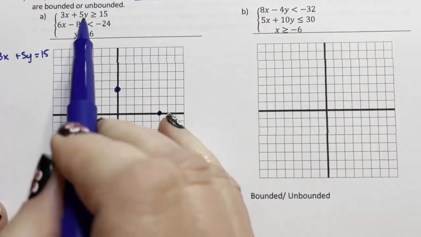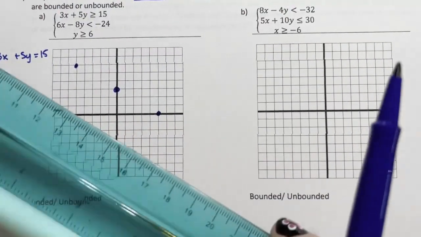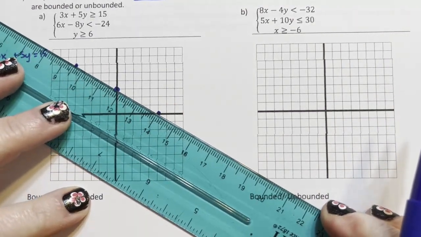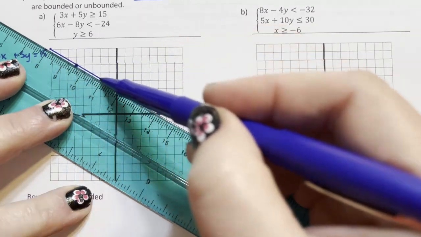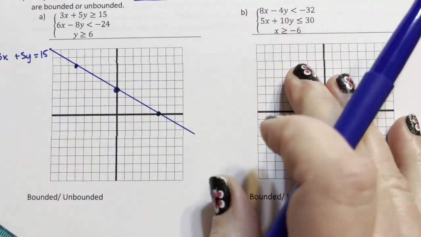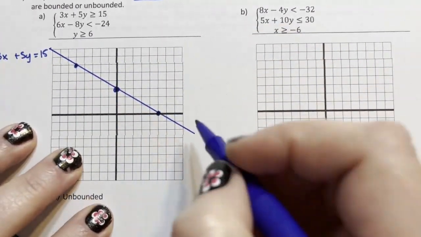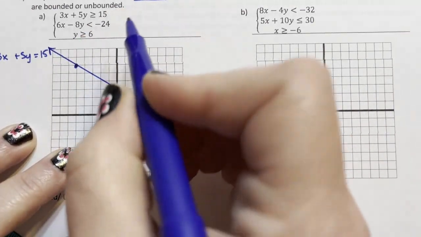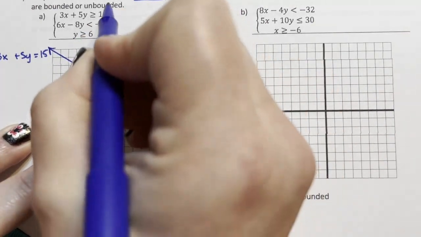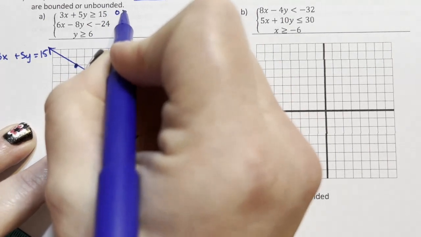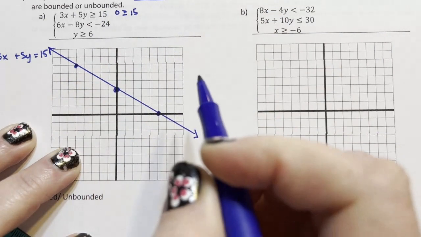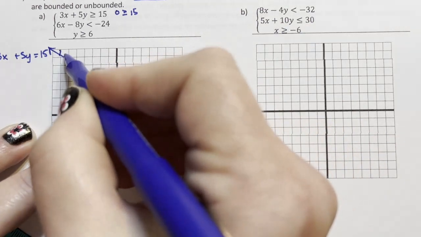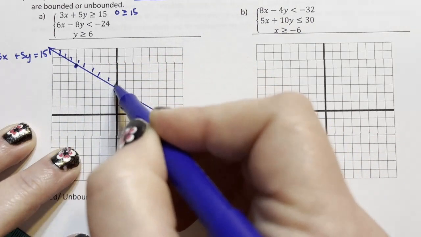The equal sign right here means the line is solid. So I'm going to bring in my handy dandy ruler, graph a solid line that goes well beyond, and there. Now, I'm going to test a point. I'm going to test the origin. It's the easiest. Is 0 less than or equal to 15? No. So I don't go towards the origin. I'm going to go away. So this is the side. I'm going to shade this line.